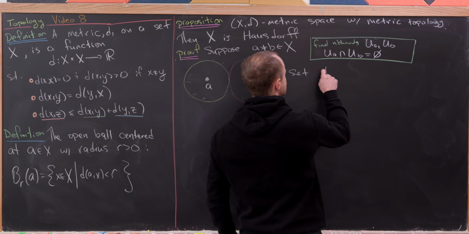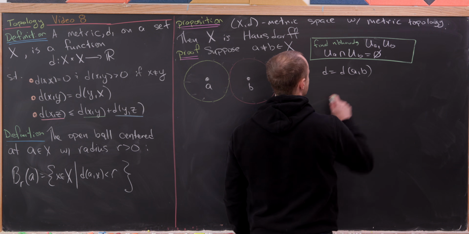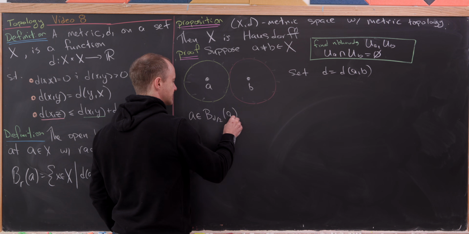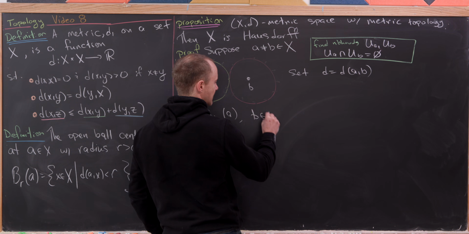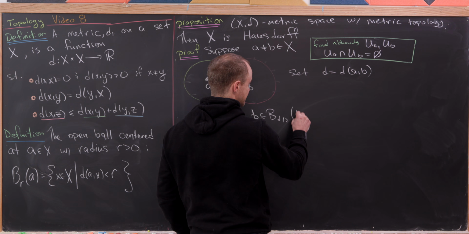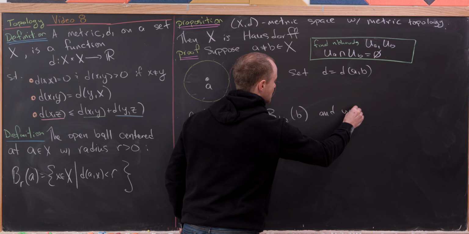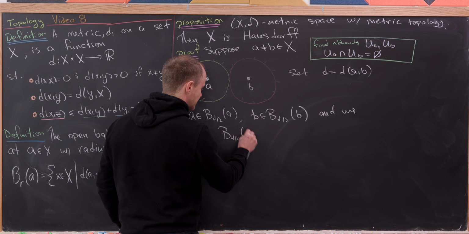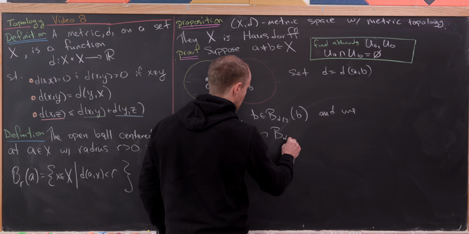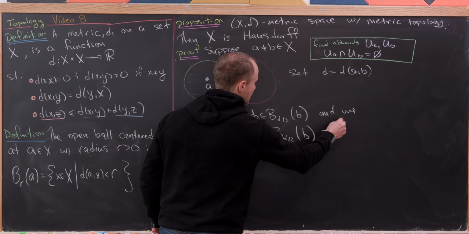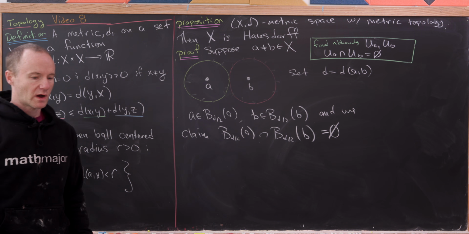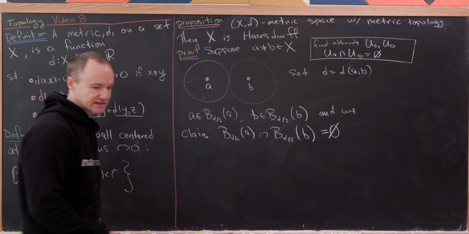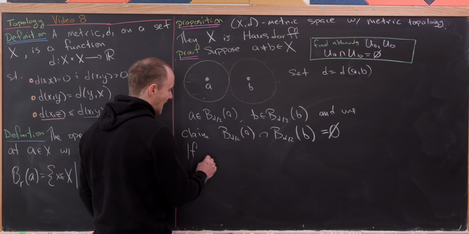So let's set D equal to the distance from A to B. A is inside of the ball of radius D over 2 centered at A. B is inside of the ball of radius D over 2 centered at B. And we claim that the ball of radius D over 2 centered at A intersected with the ball of radius D over 2 centered at B is empty. If we can do this, then we've shown that we do have a Hausdorff space in this case. And we can do this by way of contradiction.